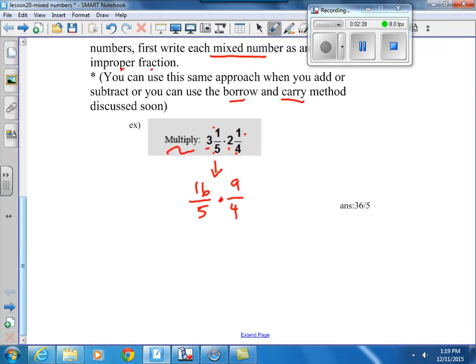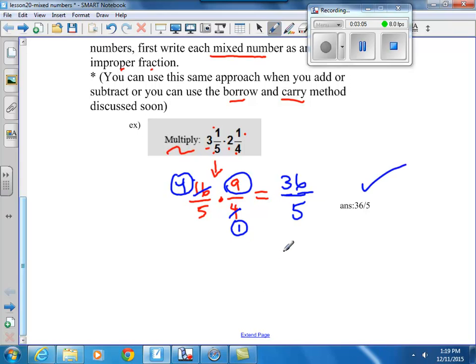Once you write them as improper fractions, then you may travel straight across, or if you're comfortable, you can look on the diagonals for cross cancellation. 4 goes into itself once, 4 goes into 16 4 times, and then travel straight across. 4 times 9 is 36, 5 times 1 is 5. So you see we're arriving at the answer 36/5.